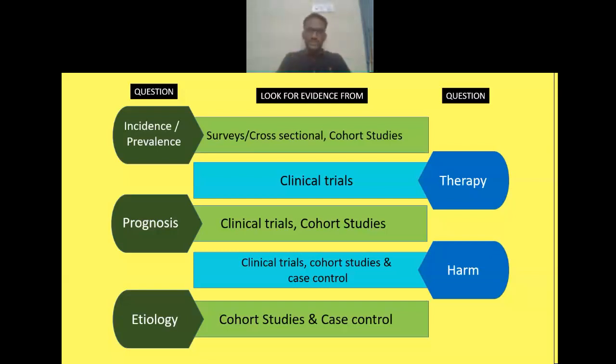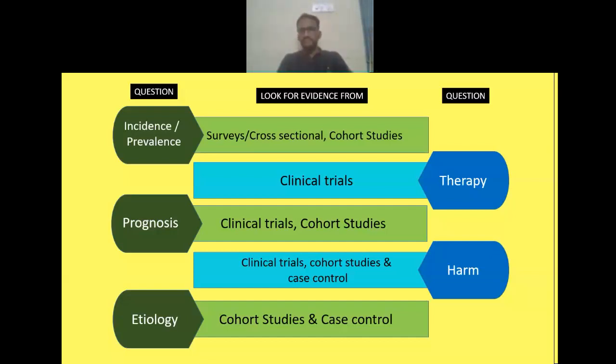And if it is of prognosis, then again clinical trials or cohort studies, because cohort studies will see the patient longitudinally, so we are able to judge about the prognosis also.